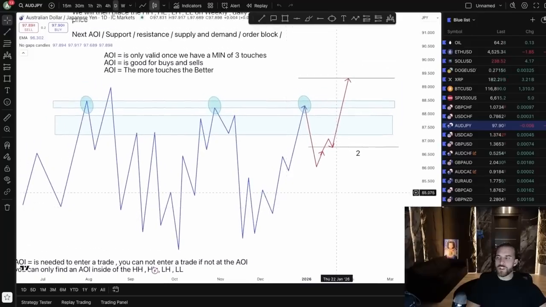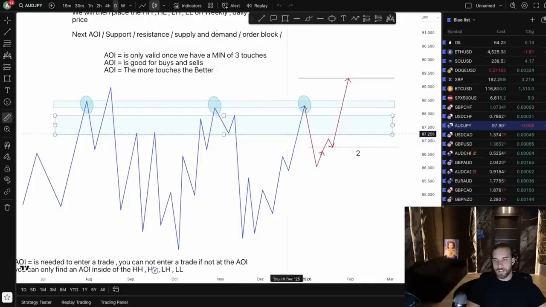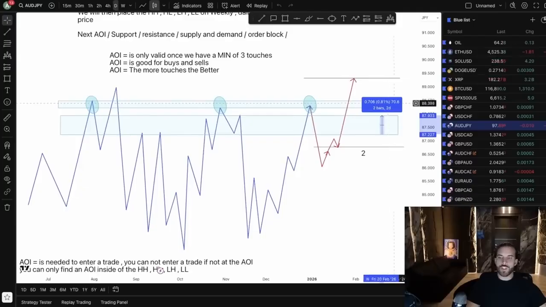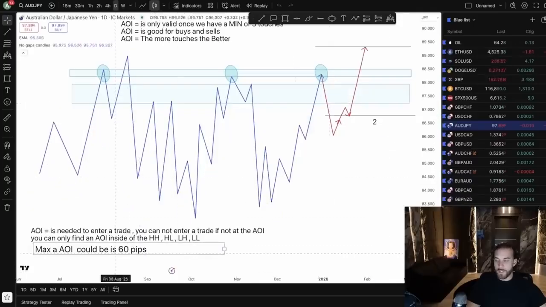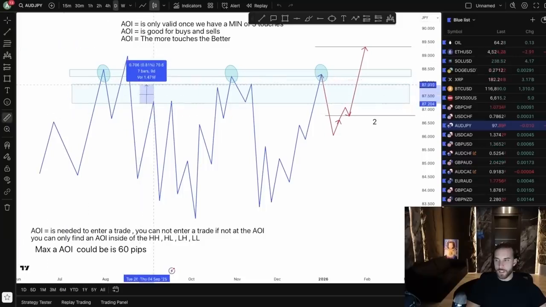Alex, how do you measure the pips? I already taught you this. You use this tool over here on the left-hand side. Start from the bottom, work your way up to the top. And what do you have here? This zone is now 70 pips, making this too big of a zone. The biggest an area of interest could be is a total of 60 pips. This zone right here is 70 pips, making it no longer valid.